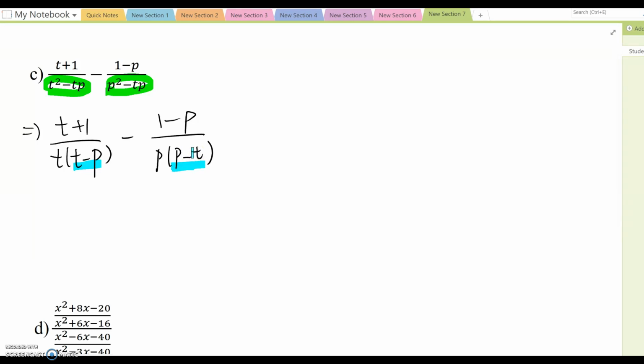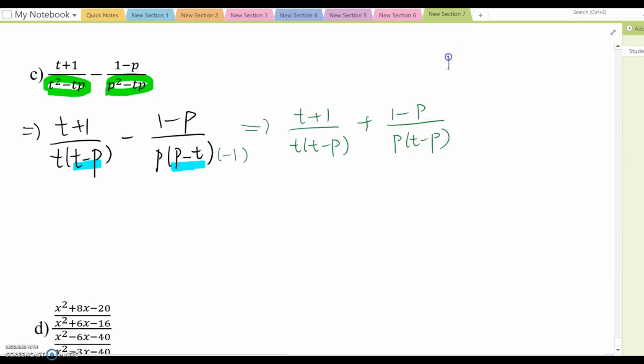So in this case, you can multiply negative 1 into this factor. Then this is going to be (t plus 1) over t(t minus p), and then plus (1 minus p) over p(t minus p). Okay? Then the LCD becomes t p (t minus p). Therefore, you need to multiply p here, you multiply t here. Of course, you multiply p and then t here.